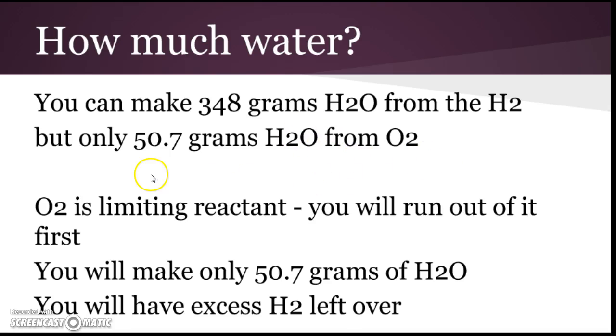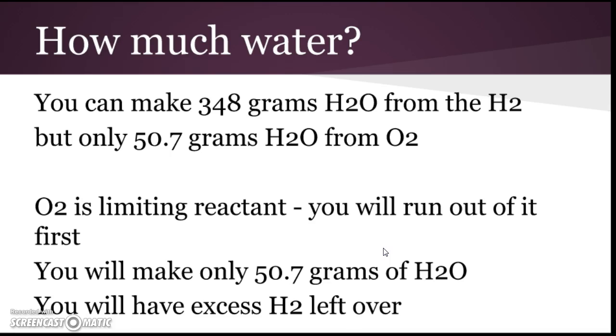So what's going to happen? The oxygen is going to be my limiting reactant. I'm going to run out of that first. So I'm only going to make the smaller of these two numbers. I'm only going to make 50.7 grams of water, and I'm going to end up with excess hydrogen left over. So there we have it. That's how I solved it.